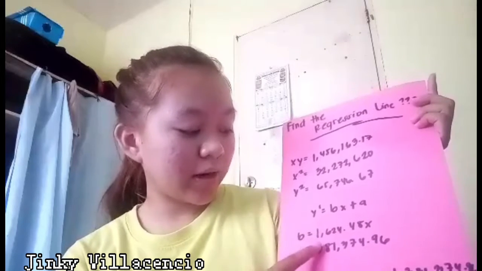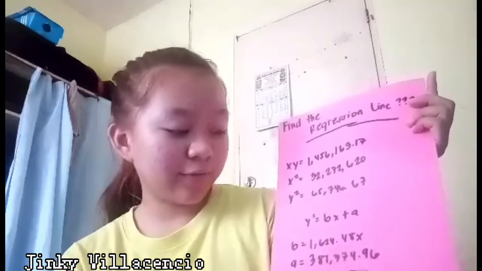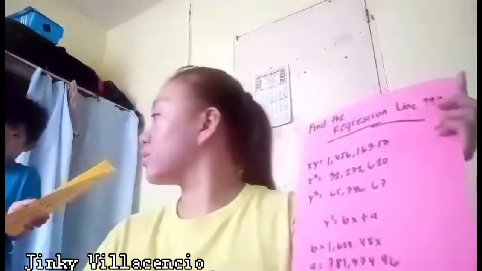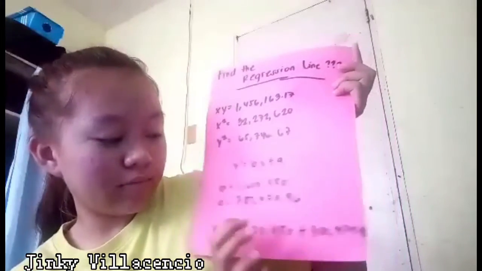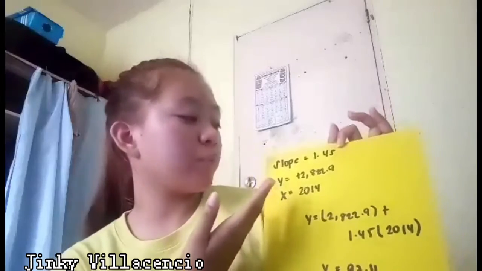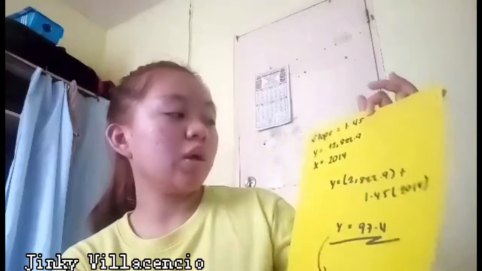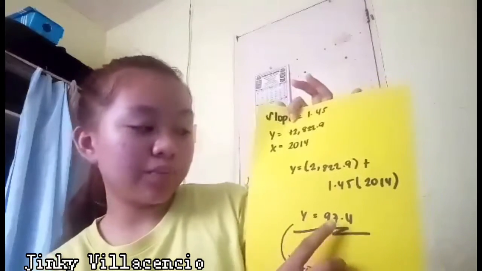So to be able to find the regression line, as the first problem indicates, our a will be 300,374.96, and our b will be 1624.48x. As this will be our y, this will be the y. So next, our slope will be 1.45 and our y-intercept will be 2,822.9, and our x will be 2014, so we will arrive at the answer of y equals 97.4.